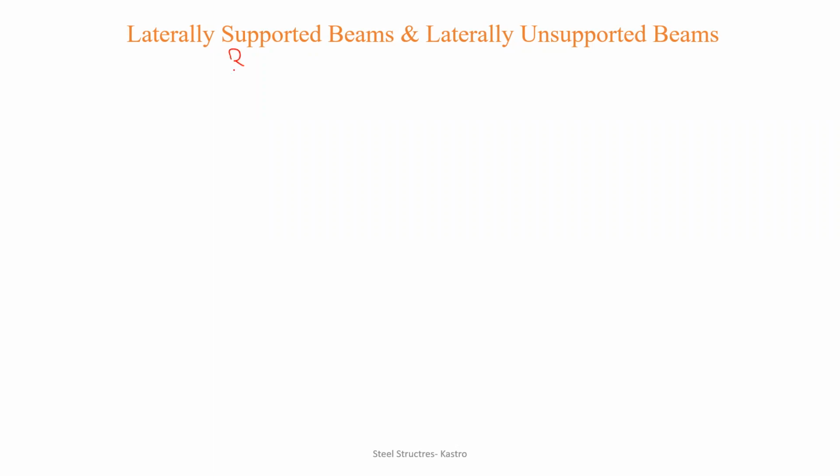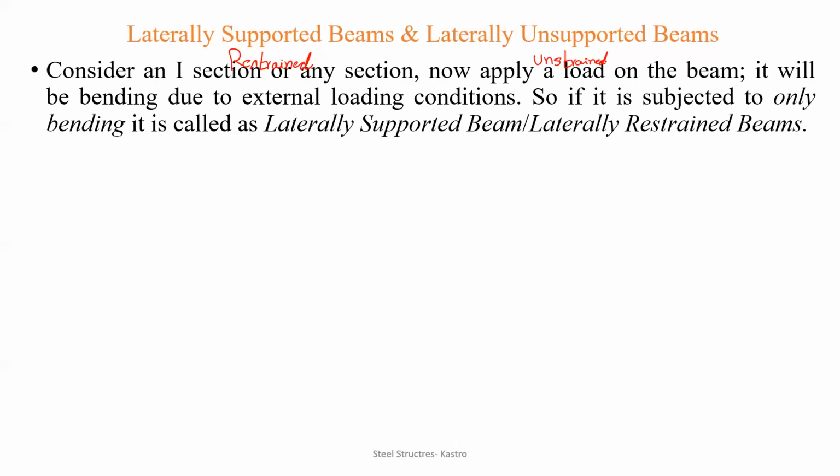You can make a note here, that is laterally restrained beams, which are also called laterally supported beams, and laterally unrestrained beams are called laterally unsupported beams. These are the other names of these beams. So laterally supported beams are also called laterally restrained beams, and laterally unsupported beams are called laterally unrestrained beams. Now let's talk about what is this laterally supported beam and unsupported beam.